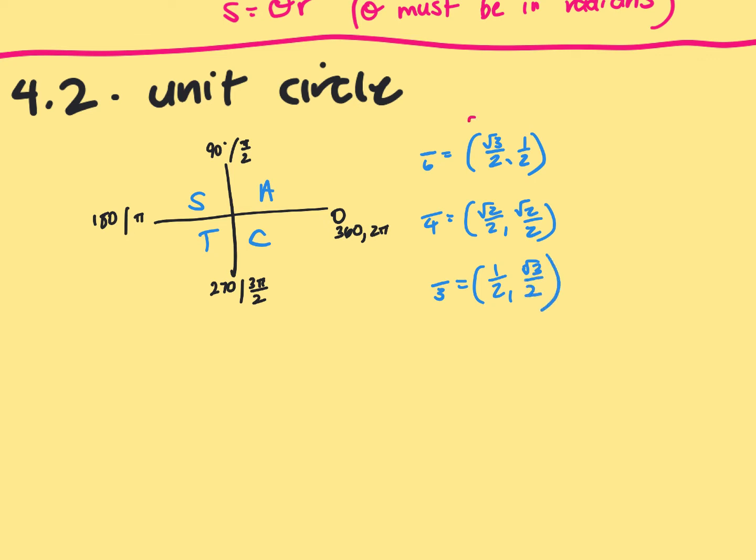The x's are the cosines, the y's are the sines, and we even went a step further and added in the tangents. The tangent for pi over 6 is root 3 over 3. The tangent for pi over 4 is 1, and the tangent for pi over 3 is root 3.